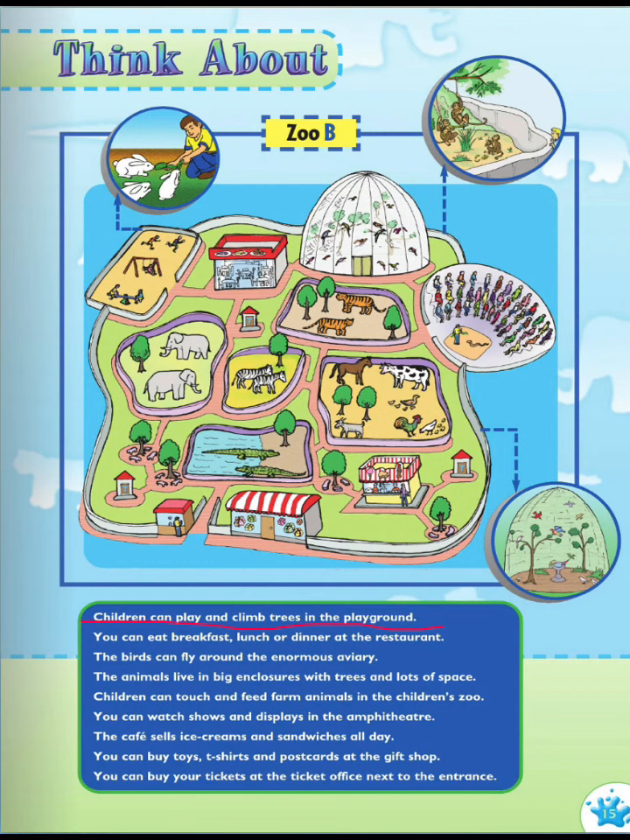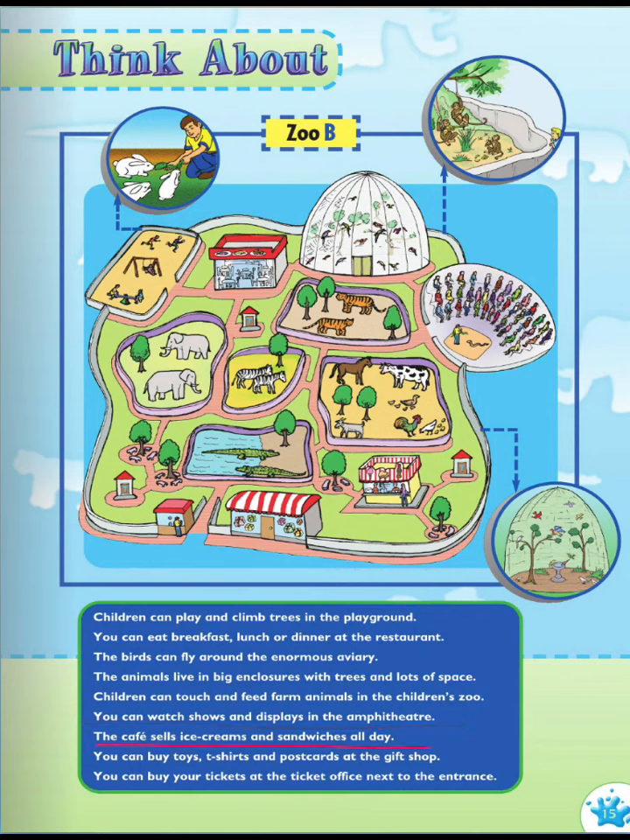Children can play and climb trees in the playground. You can eat breakfast, lunch, or dinner at the restaurant. The birds can fly around the enormous aviary. The animals live in big enclosures with the trees and lots of space. Children can touch and feed farm animals in the children's zoo. You can watch shows and displays in the amphitheater.